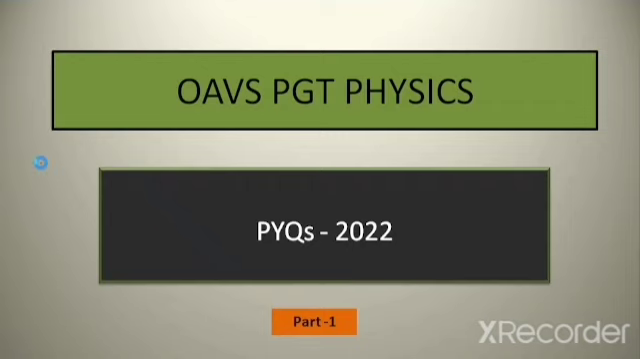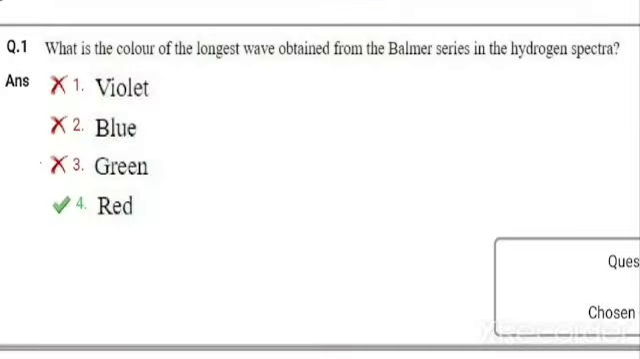Question number 1 is, what is the color of the longest wave obtained from the Balmer series in the hydrogen spectra? In the Balmer series of hydrogen spectra, visible light rays are there. Visible light rays means VIBGYOR. In VIBGYOR, red has the longest wavelength and violet has the shortest wavelength. So here our answer is red.